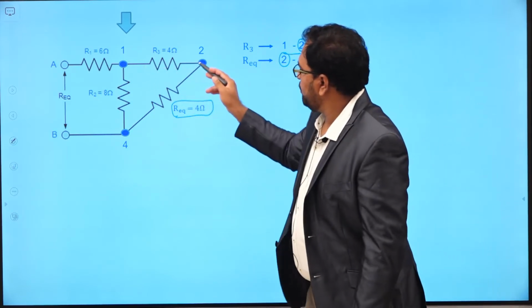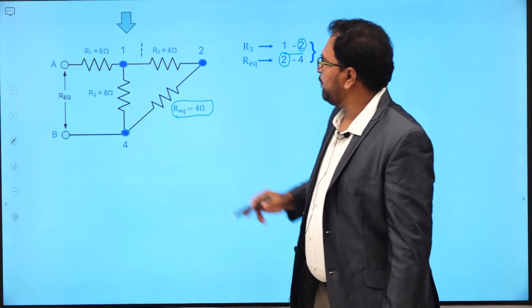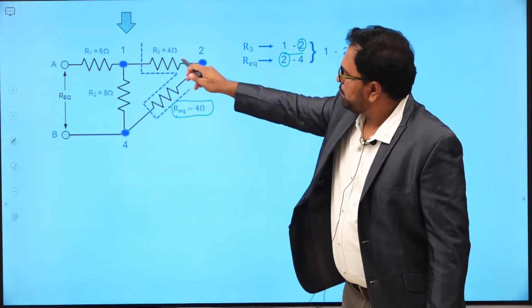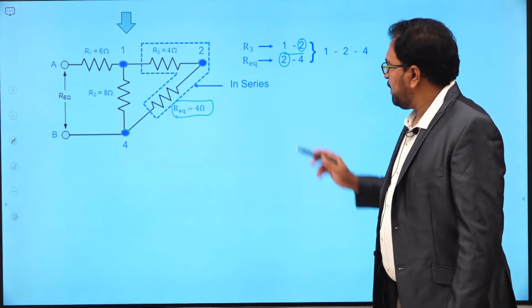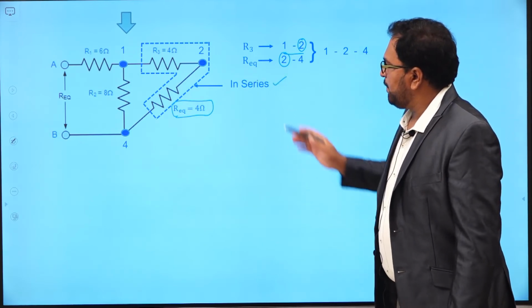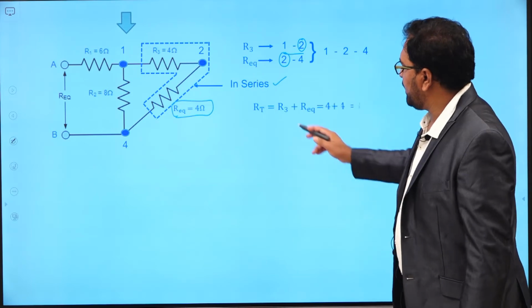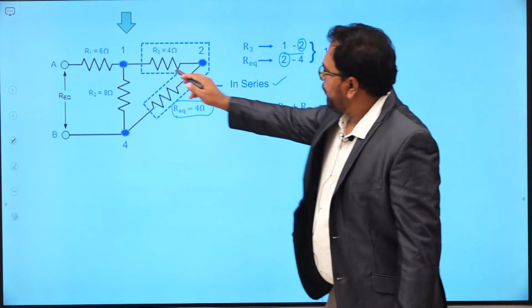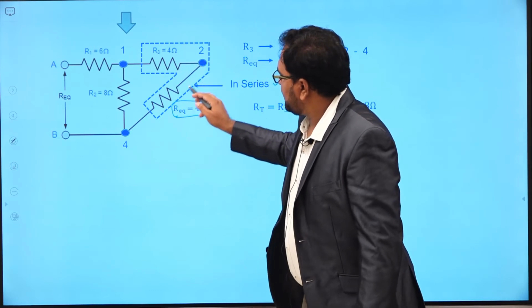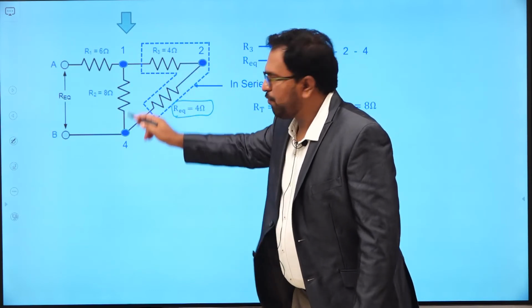So from 1 to 2 and 2 to 4, the same current will flow when you allow it to pass through these two resistors. So then they are going to be connected in series. When the two resistors are connected in series, the equivalent resistance is 4 plus 4, 8 ohms. So if you observe here, the two resistors are connected in series in between node 1 and node 4.